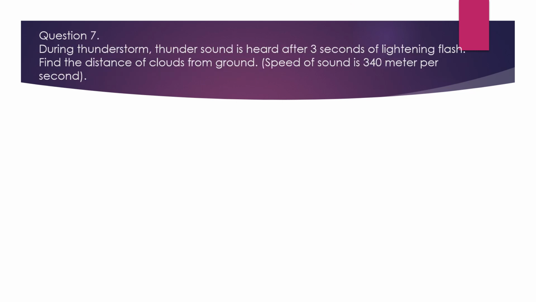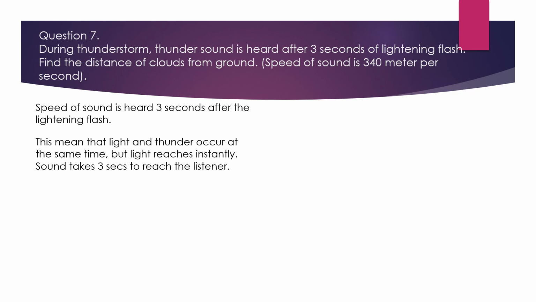Question 7. During a thunderstorm, thunder sound is heard after 3 seconds of the lightning flash. Find the distance of the clouds from the ground, if the speed of sound is 340 meters per second. Now here, the thunder is heard 3 seconds after the lightning flash. This means that the light and the thunder occur at the same time, but light reaches instantly and sound takes 3 seconds to reach the listener.